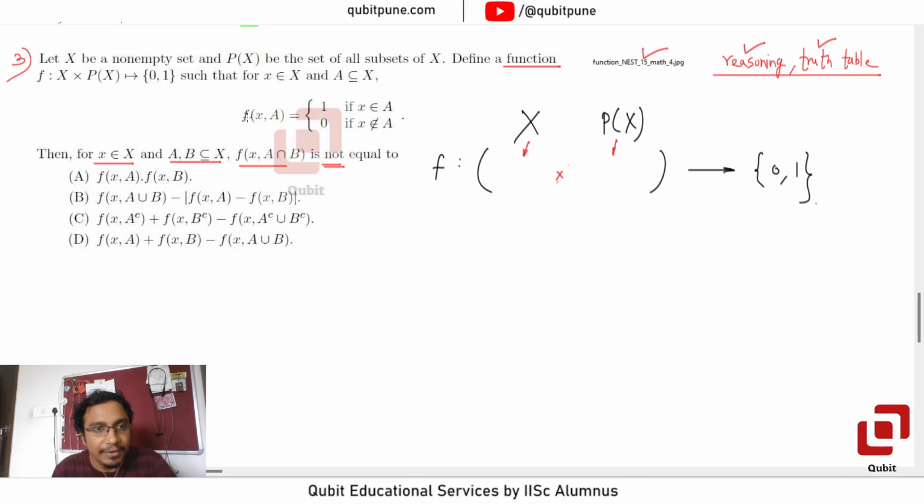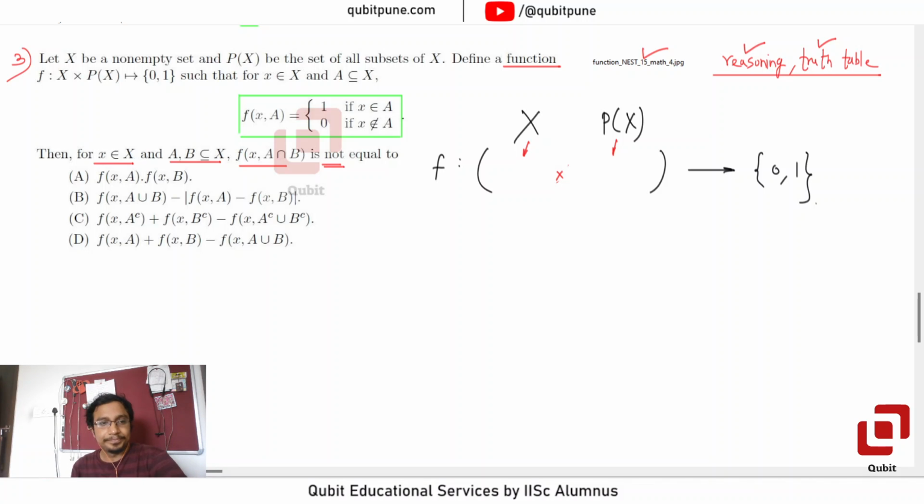Raise your hands if you have understood what this function tells you. Others, have you understood this? What the function tells you? Okay.